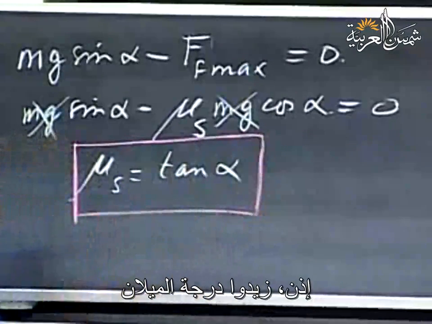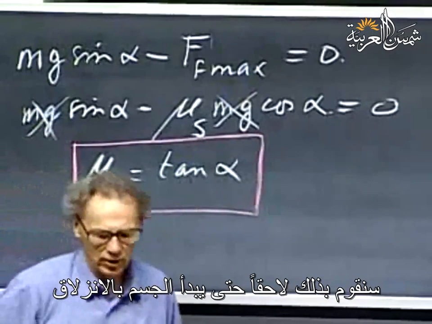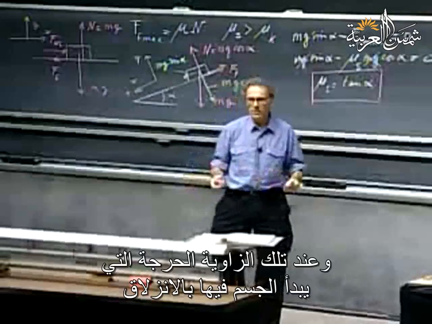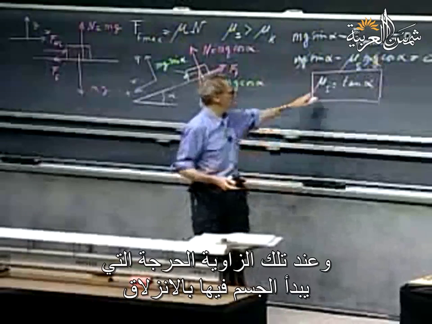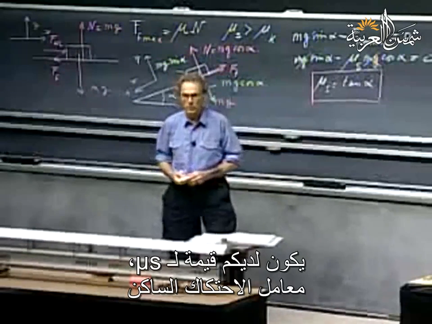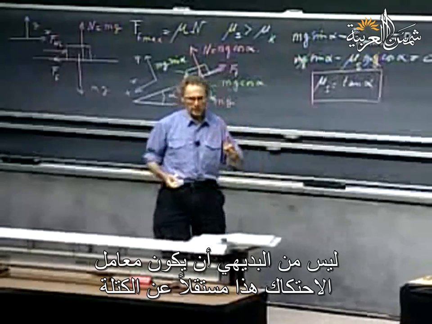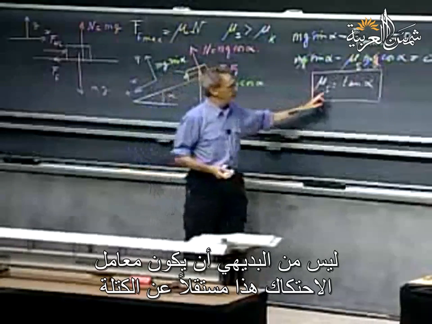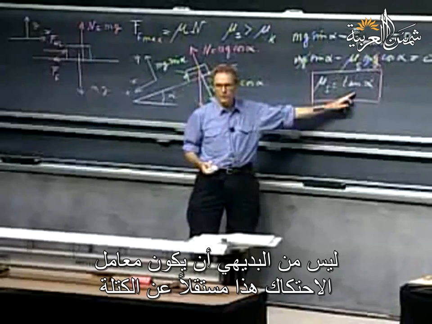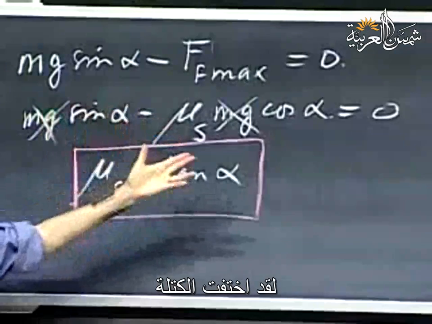So you increase the tilt. We will do that later until it starts to slip, and then at that critical angle that it starts to slip, you have a value for mu of s, for the static friction coefficient. It is very non-intuitive that this friction coefficient is completely independent of the mass. The mass has disappeared.